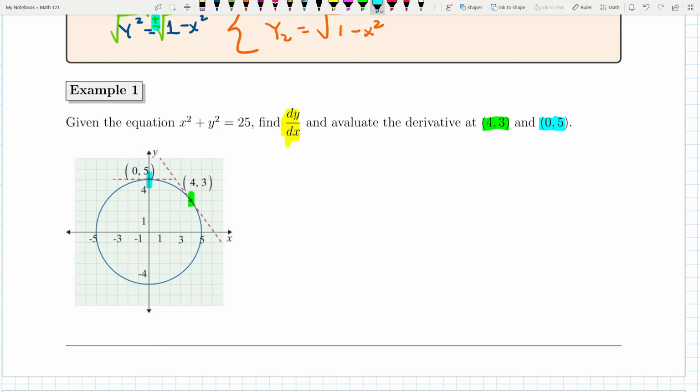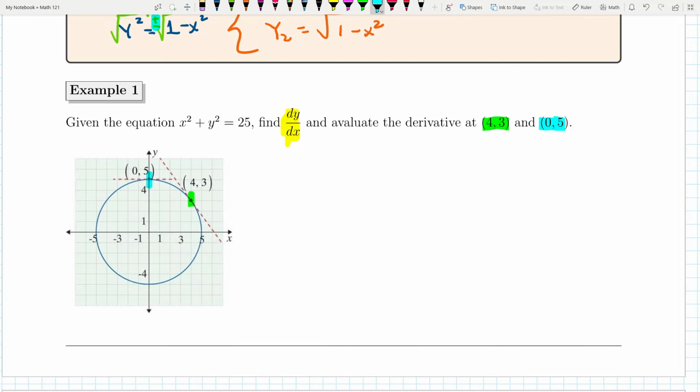Well, look at the value at 4, 3. It's a negative slope, so we can anticipate that the numerical value of the derivative will be a negative number, as opposed to the value of the derivative at the point 0, 5, which in this case is horizontal. And what's the value of the slope of a horizontal line? Well, you guessed right, that's 0. Okay, let's see if that is the case.